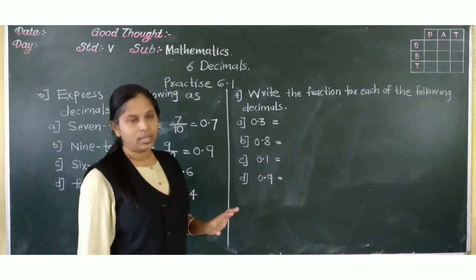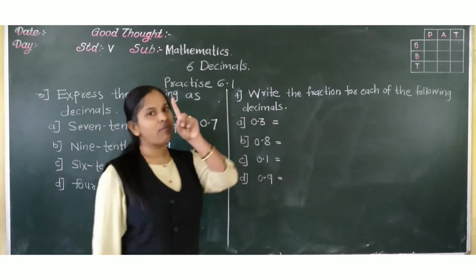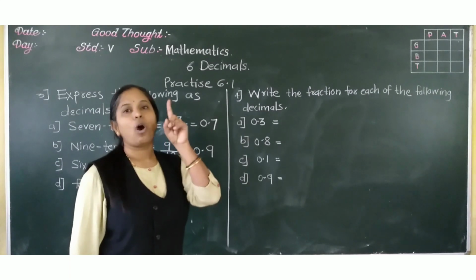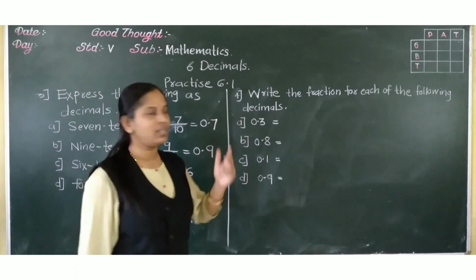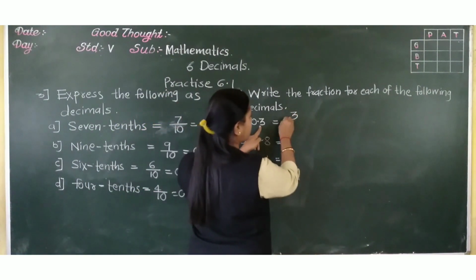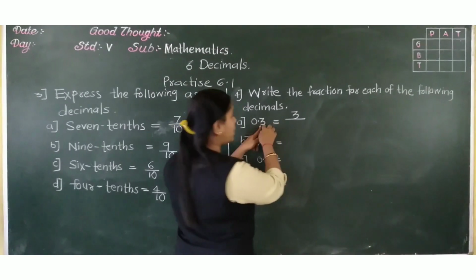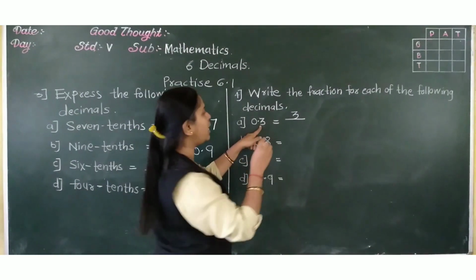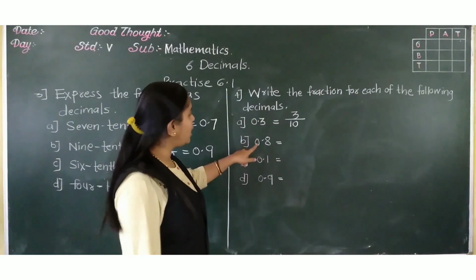Okay. Next, write the fraction for each of the following. Fraction we have to write. Now see here, 0.3. After decimal only one digit. That means how many zeros will be there at the denominator? Only one. That is 10. So this number write as it is. After decimal whatever number is there, that write as it is. And as only one digit is there, so only one zero. That is 3/10.